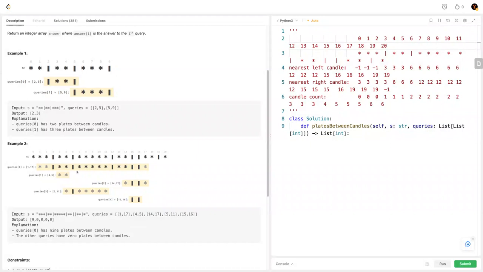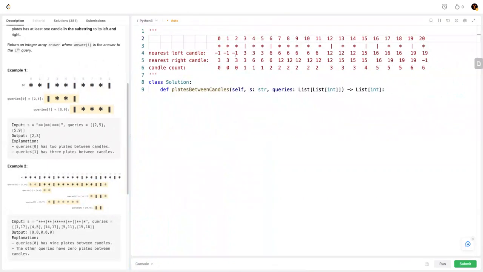So in order to solve this problem, let's take a look at the example on this side. So here, this is the input string, and these are the indexes for every character in the string. So for every plate, let's have three variables. The first variable is the closest candle on the left side, and the second variable is the closest candle on the right hand side, and the third variable is the total number of candles from position 0 to current position.